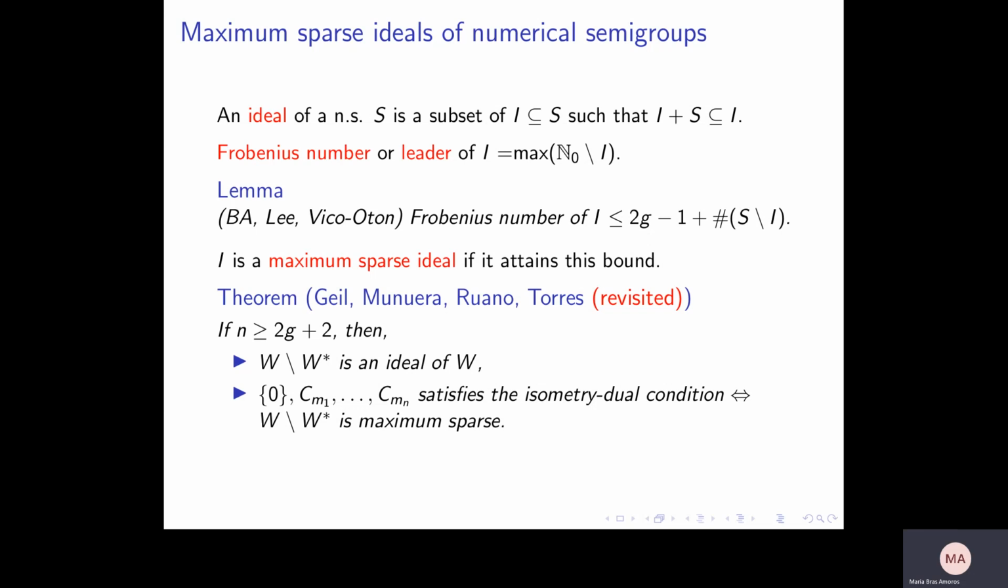If n is at least twice the genus plus 2, then the set W minus W star is an ideal of W, and also the sequence of codes 0, C sub m1 up to C sub m sub n satisfies the isometry-dual condition if and only if W minus W star is maximum sparse.